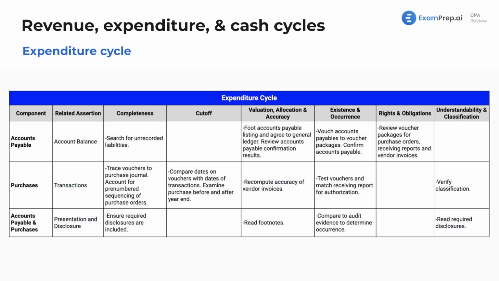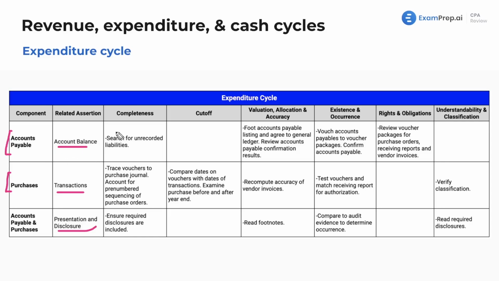And we have made it to the expenditure cycle. Moving on here, we are going to see that we have our similar format, similar layout. Before we had AR and sales, now we have AP and purchases. So again, similar layout. We have account balance and transactions like we did before, and then we get presentation and disclosure. Now let's dive right in, kind of similar to how we did before.